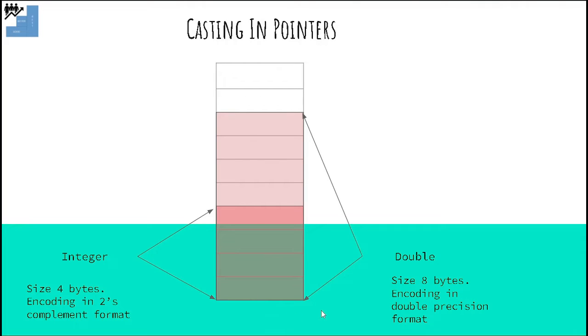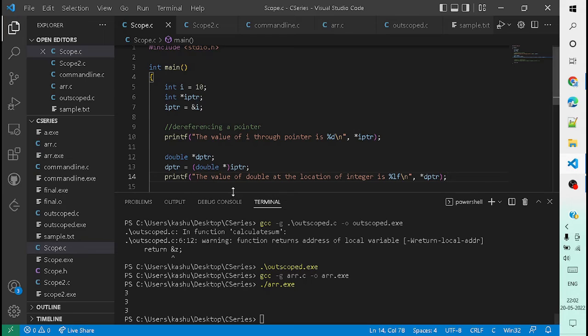Now when the same data is interpreted by the double pointer, first of all it will access 8 bytes instead of 4 bytes, and it will interpret the same data in double precision encoding format. So when we try to print the data over here, we'll see a completely different value. We cannot expect that, for example, this value is 10 and I'll get 10.000 here. That will not happen. Let's see.